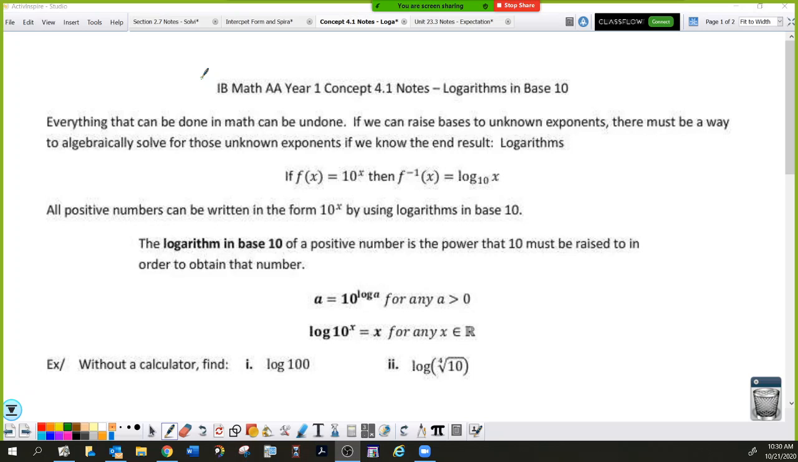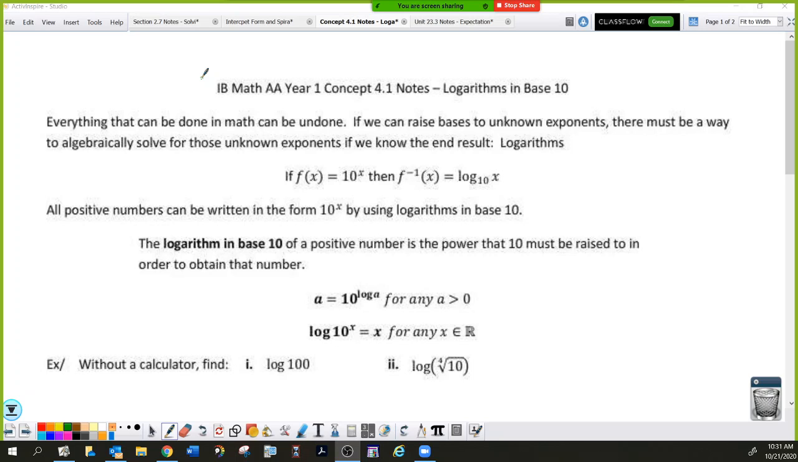Not an inverse to exponents, but kind of. We'll get there. So everything in math that can be done can be undone. If we can raise bases to unknown exponents, 2 to the x, 3 to the x, there must be an algebraic operation that undoes that. That is what logarithms do. Logarithms don't cancel an exponent. Logarithms cancel the base. A logarithm's job is to cancel the exponential base and leave behind the exponent.